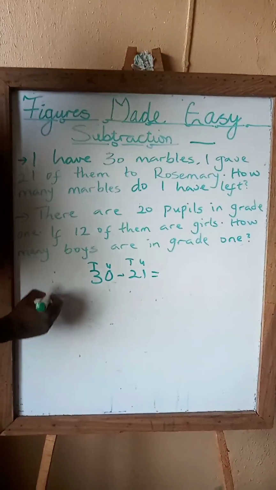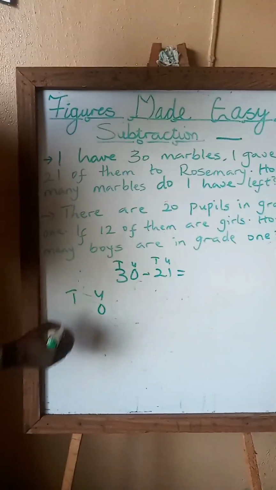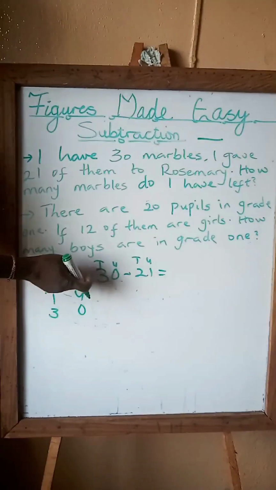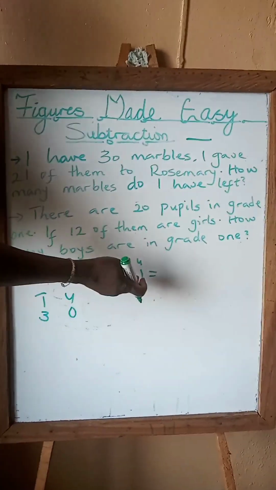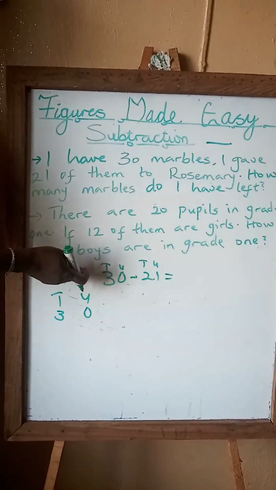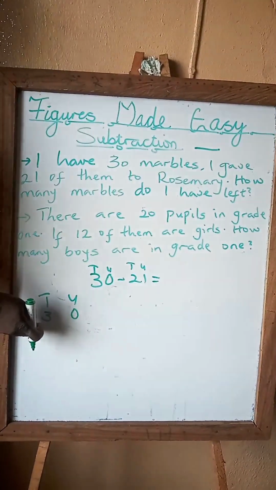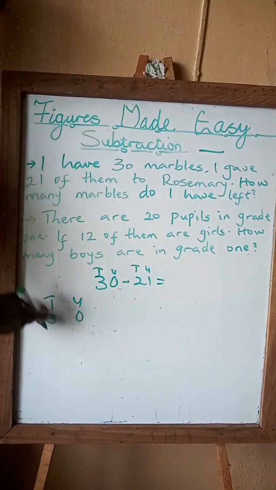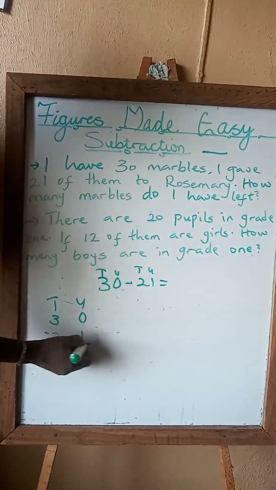Now we have this, our tens and our units. We have 0 and 3. Remember, we are having this first because that is the bigger number. I told you, you take away a smaller number from a bigger number. So 30 is bigger than 21. So that is why I have my 30 written first before my 21.